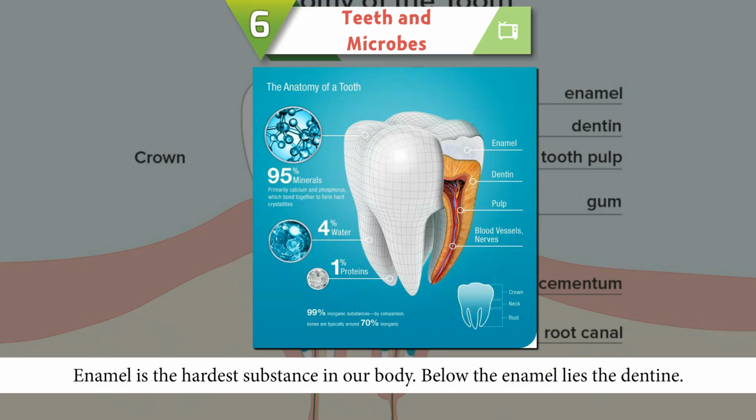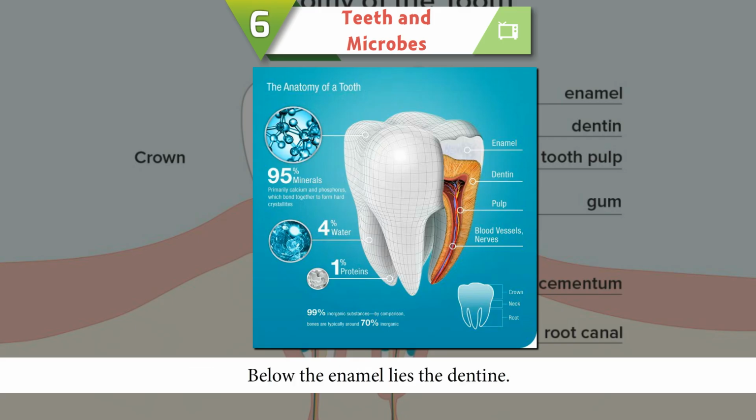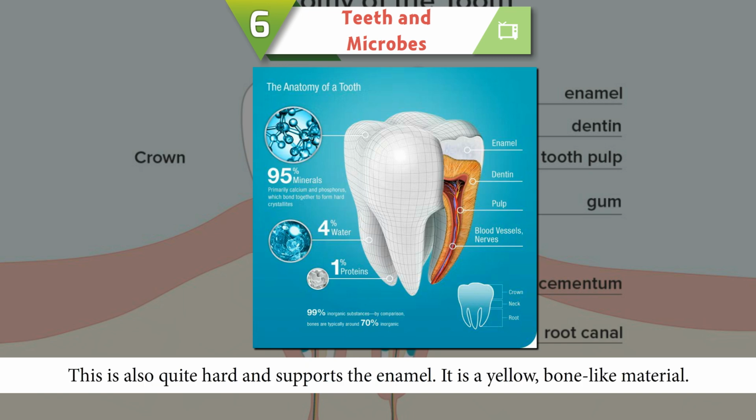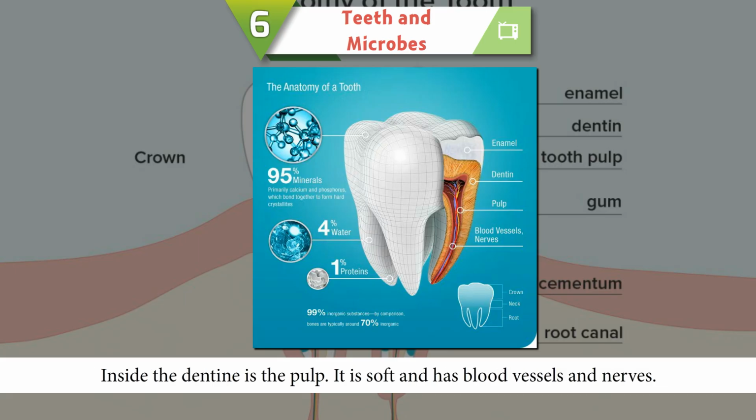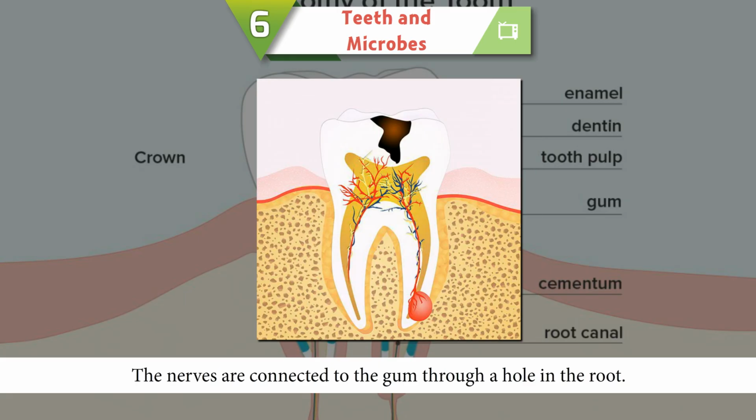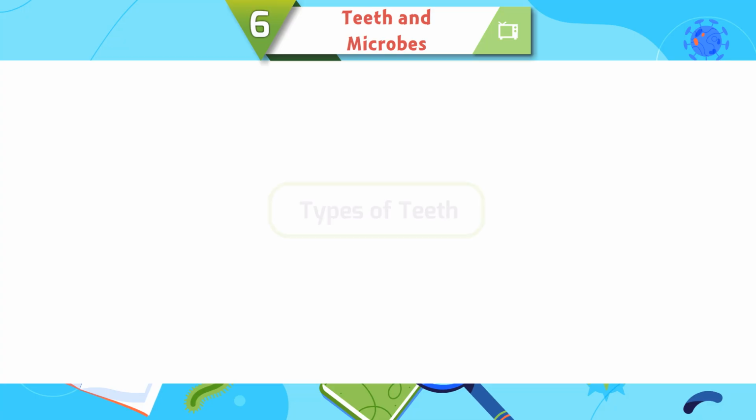Below the enamel lies the dentine. This is also quite hard and supports the enamel. It is a yellow bone-like material. Inside the dentine is the pulp. It is soft and has blood vessels and nerves. The nerves are connected to the gum through a hole in the root. The tooth receives nourishment from the pulp.